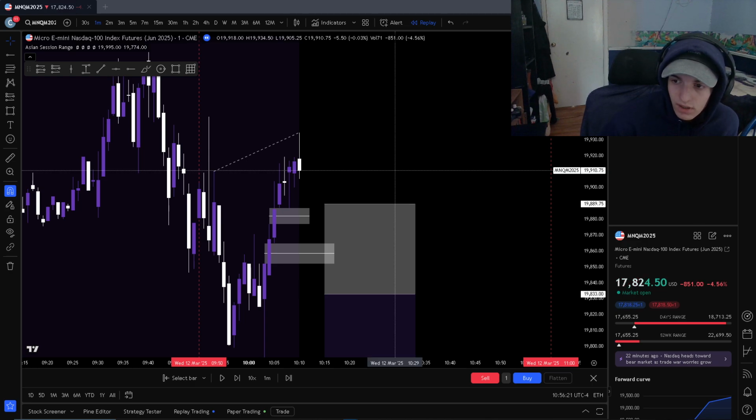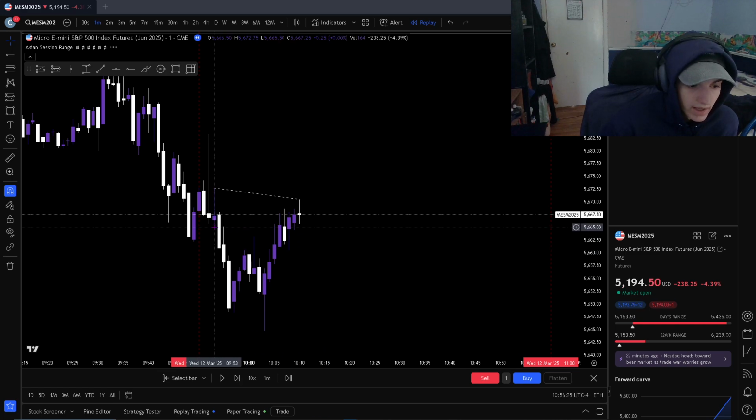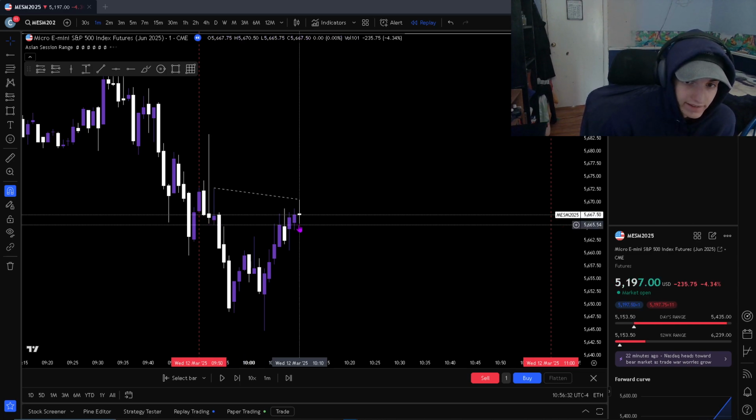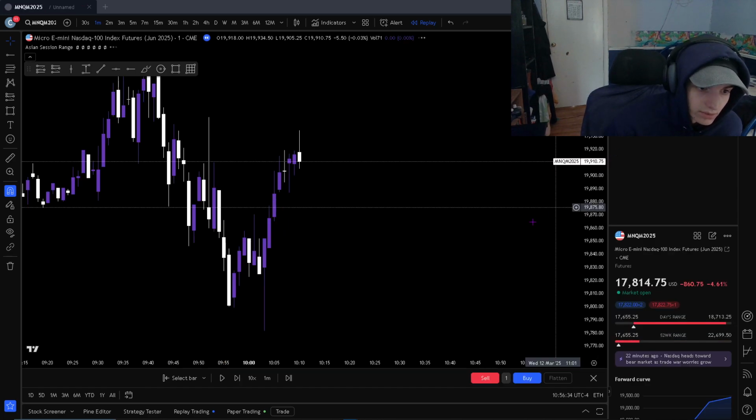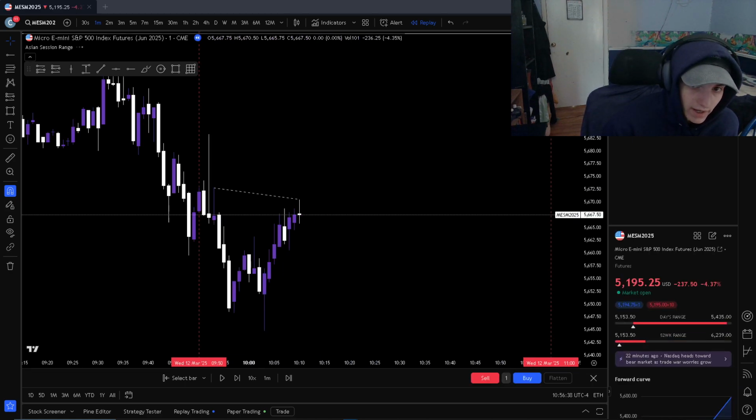it's gotta be super fat. See on ES at 9:53 we create a high, and then at 10:10 we create a lower high. So on NQ we create a high and a higher high. On ES we create a high and a lower high.